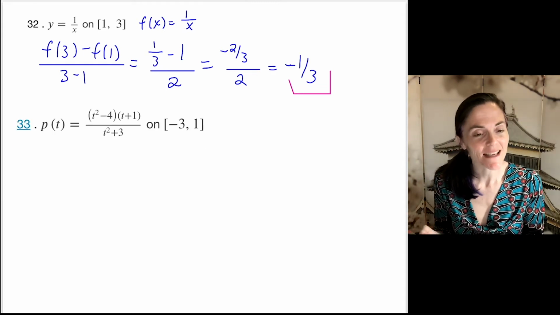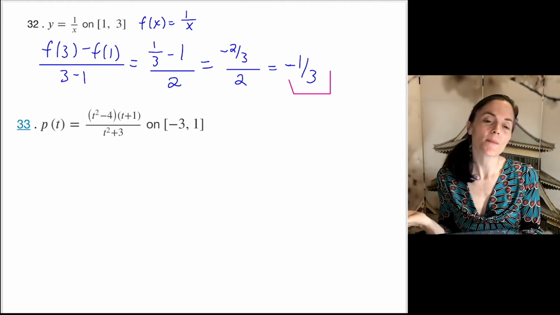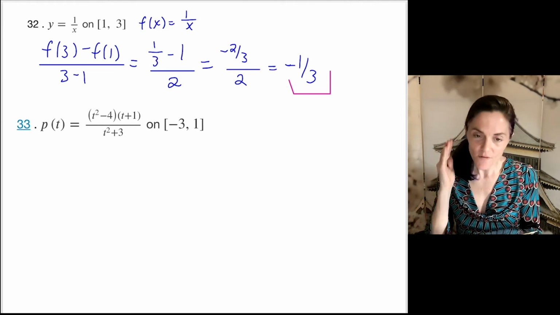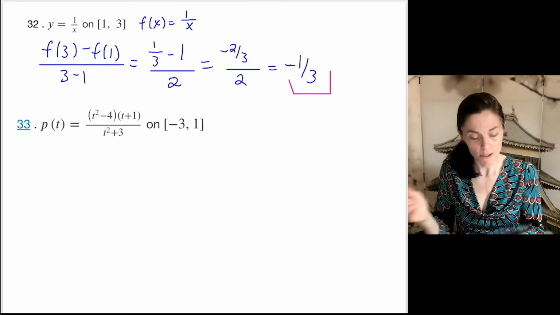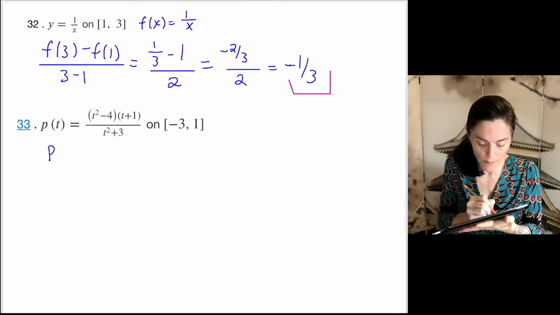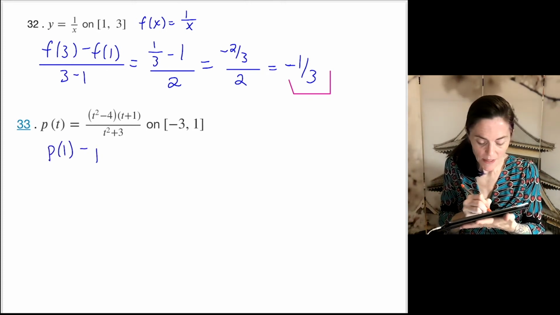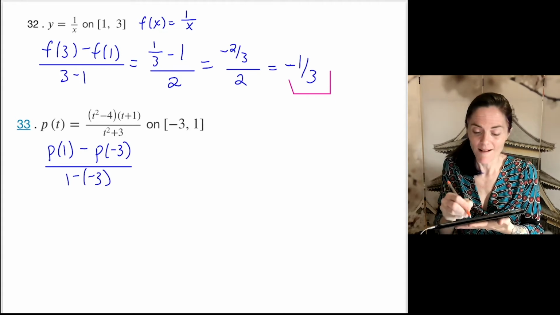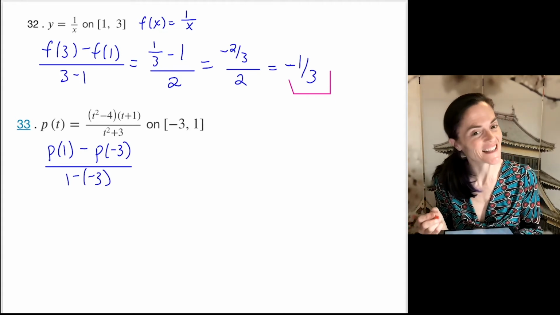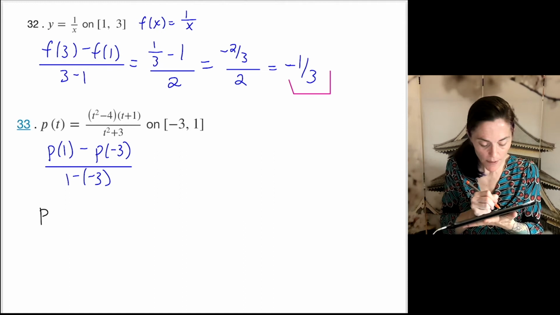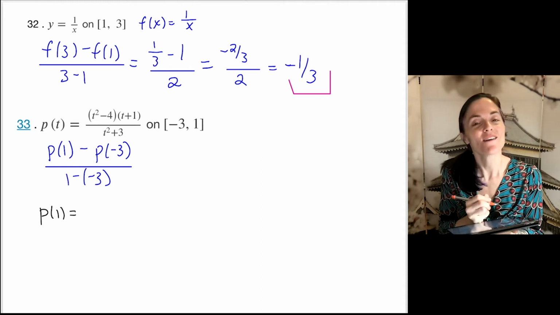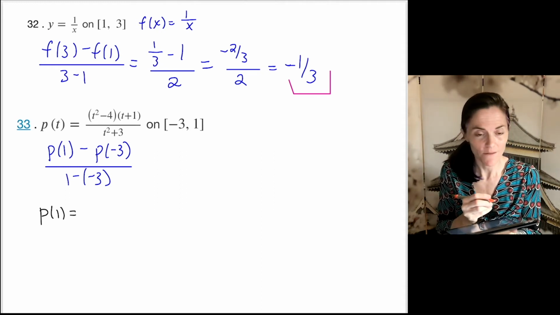Number 33 looks complicated, but first let's write the formula. We want the average rate of change of P of t from -3 to 1. So this would be P of 1 minus P of -3, and then divided by 1 minus -3. Well, we will come to the side. Let's calculate P of 1, and we will also calculate P of -3.